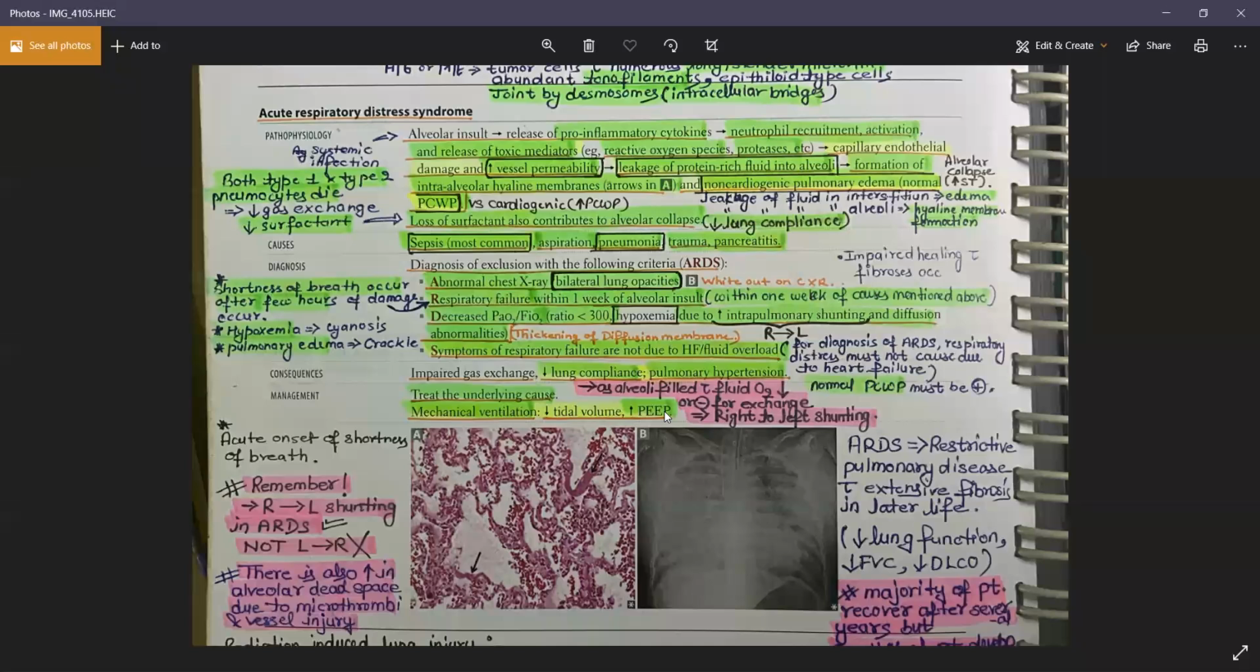So that's about the recovery thing. You have to remember, the majority of the patients have a complete recovery because the stem cells are preserved. But a minority of the patients can also develop permanent fibrosis because of loss of stem cells.